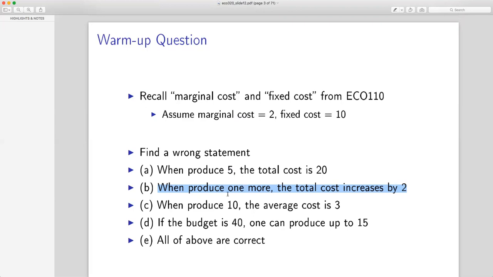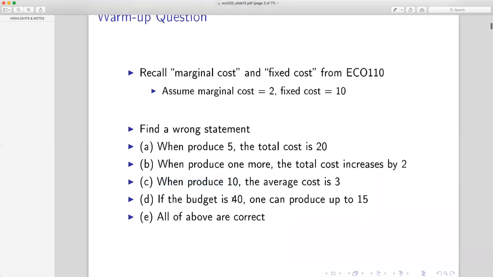This is one of the interpretations you're going to have in the following slides. I'm going to explain in detail, but it is also relevant if you want to interpret a coefficient. So when you produce 10, what is the total cost? It's 2 times 10, which is 20, plus 10 is 30. Average cost is total cost divided by total units, so 30 over 10 equals 3. That is also correct.